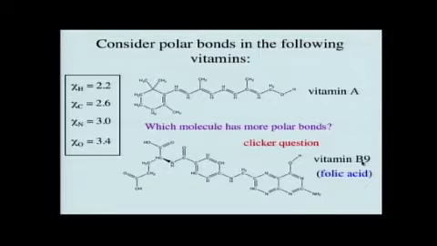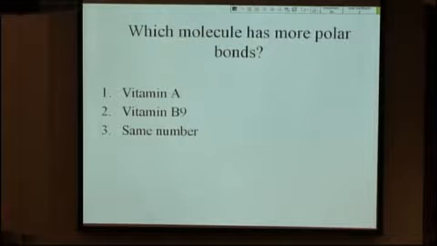So take a look at your two structures and tell me which has, between folic acid and vitamin A, more polar groups within the vitamin. And this should go pretty quickly since you don't need to have an exact number. We're just looking and glancing and seeing which has more. So let's take 10 seconds on this.